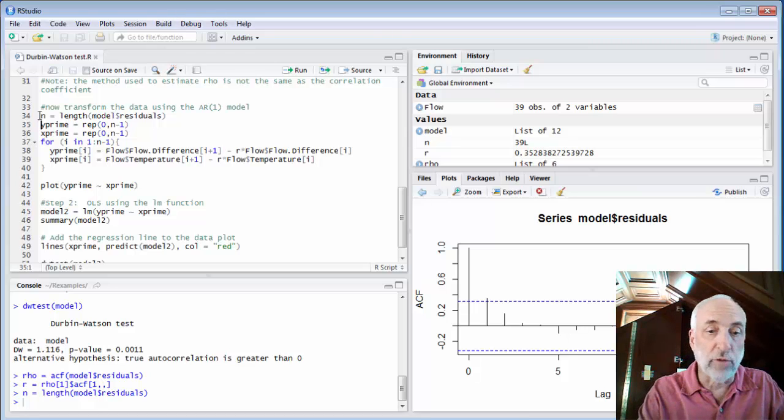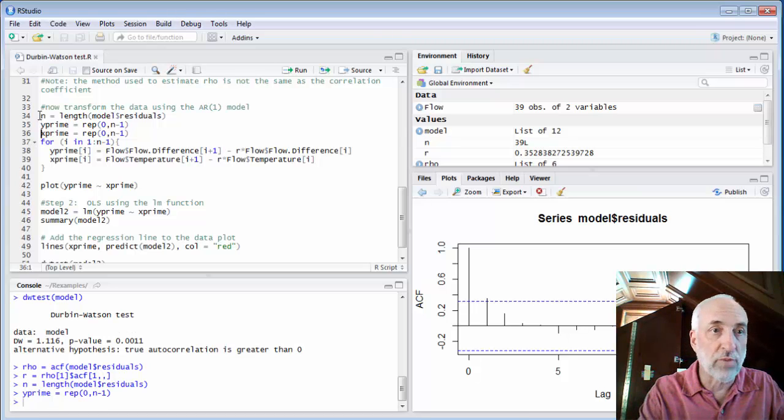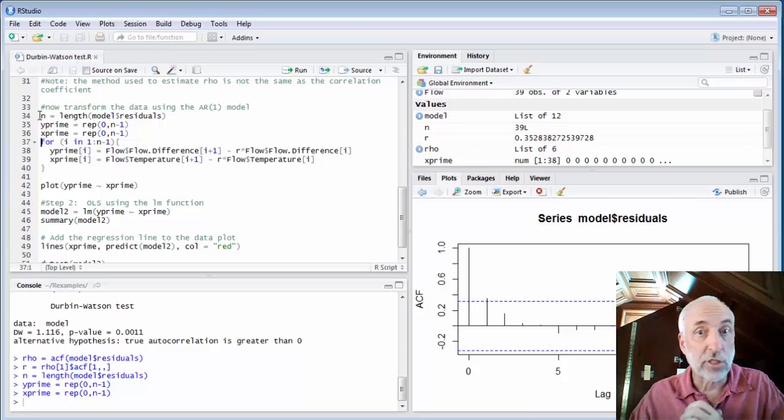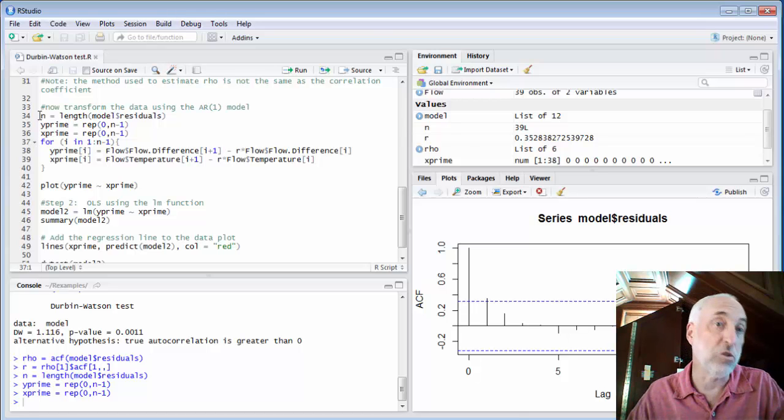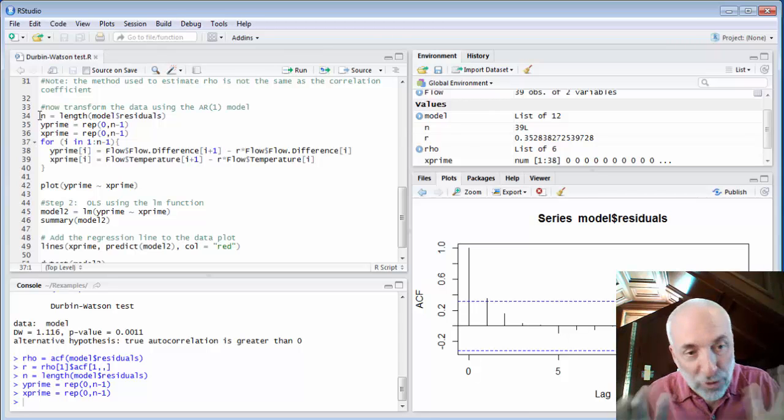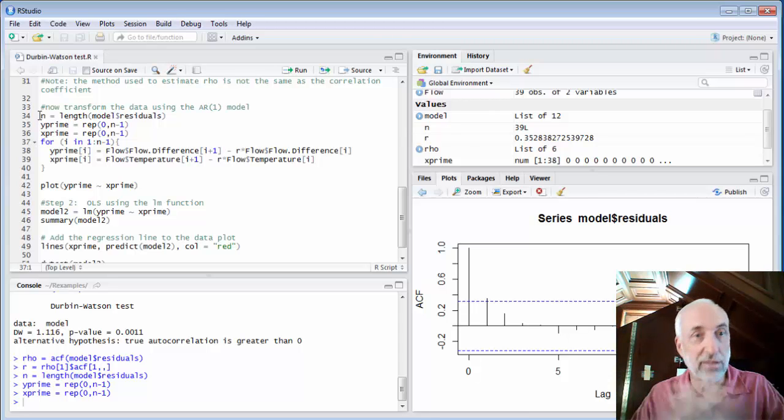Then I'm going to set up two arrays. I'll call them y prime and x prime. And I'm just going to fill up the arrays with values of 0. How many values? 38. I'm going to do n minus 1 because our transformed data will be one shorter than the original data. So now I have these two arrays that are filled with zeros. I'm going to fill them up with the true values that we need, the correct values for our transformed data.